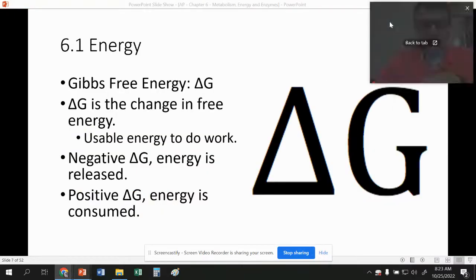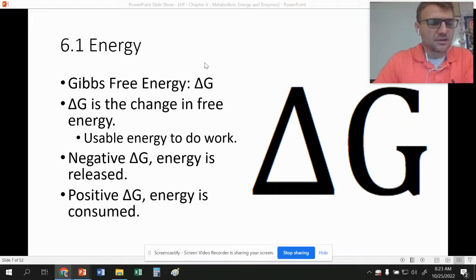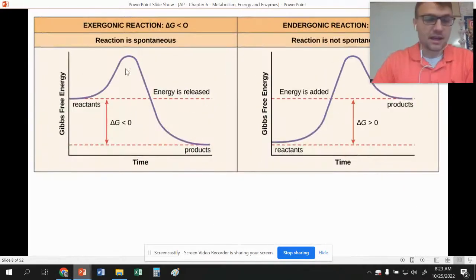Now, Gibbs free energy, this is going to be more for the CHS students. Gibbs free energy is called delta G. Delta G is the change in free energy, and this is basically just the usable energy to do work. All you really need to know is if you have a negative delta G, energy is being released. If you have a positive delta G, energy is being consumed. And we'll talk a little bit more about that in the next slide.